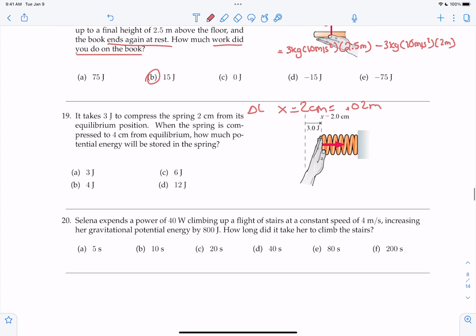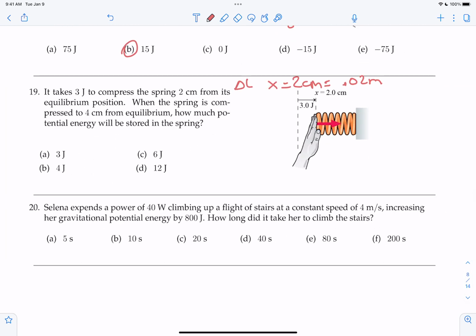Well, you probably don't even have to calculate it out. If 3 joules is equal to half kx squared, and our x was 0.02, we'd have to figure out the spring constant if we wanted to solve it the long way, but we don't even have to do that. All we have to know is that this is our initial compression, x1, and here's our second compression, x2. So from compression 1 to compression 2, what do you notice? How does the compression change?